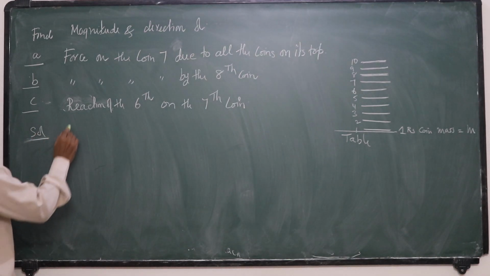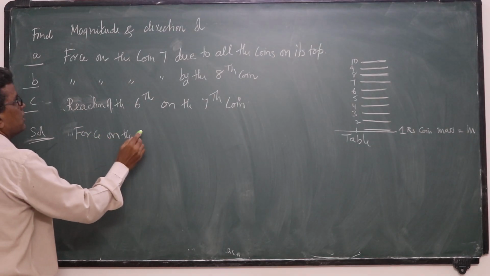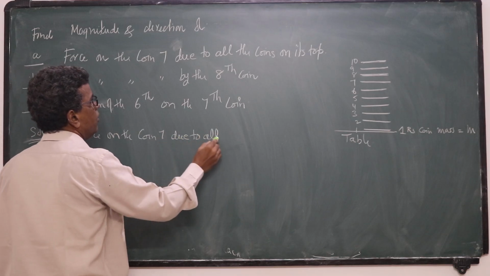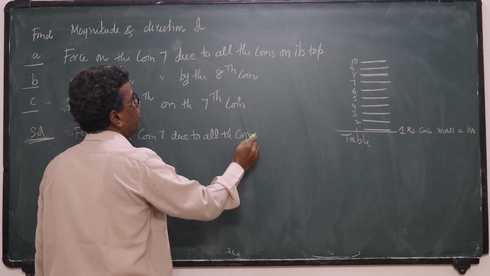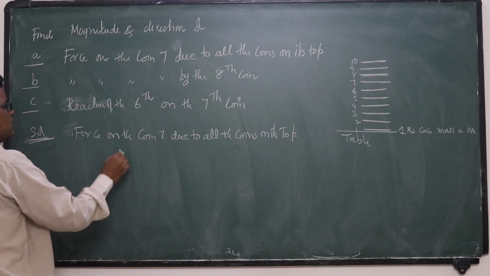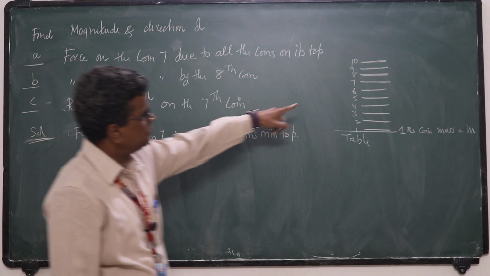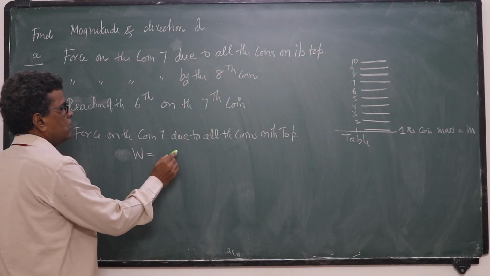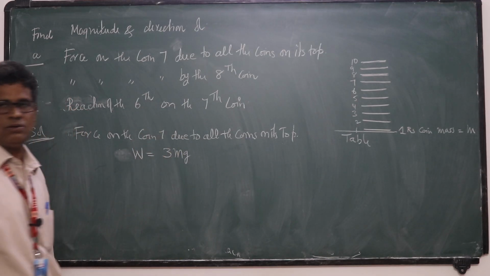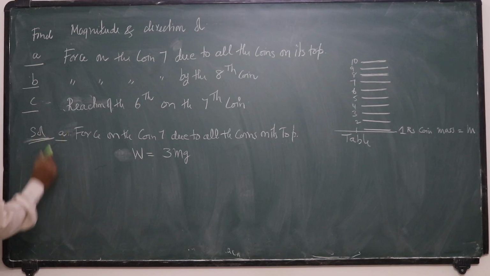Solution. Force on the coin 7 due to all the coins on its top. The weight of 3 coins falls on the 7th coin. Each coin has weight mg, so 3 coins have weight 3 mg. So this is the answer, the solution for A.